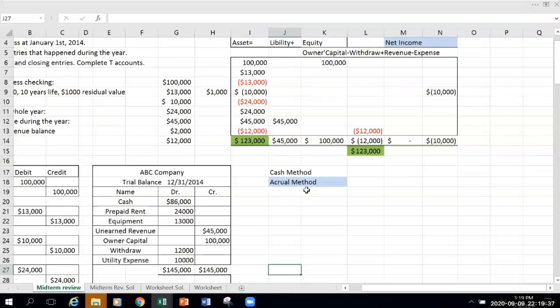Under the accrual method of accounting, and accrual, I'm still thinking there's 2 R's, I believe. I'm kind of debating on that. But anyway, the accrual method of accounting says that you record revenue when you completed the job, provided service, and delivered goods. That is when you recognize revenue, not when you receive money, but when you earned it.